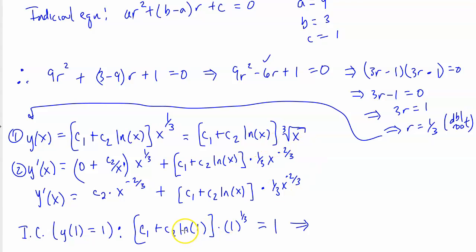So here we see that natural log of 1 is just 0. And of course, 1 raised to the 1/3 is just 1. So all we really have here is that C1 is equal to 1. So we'll just go ahead and write that out.